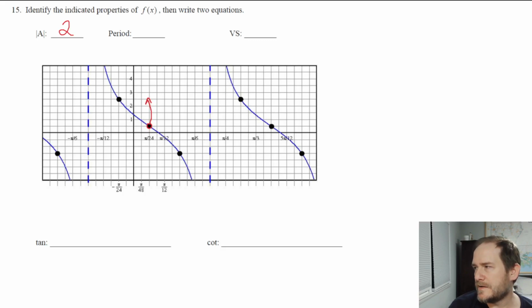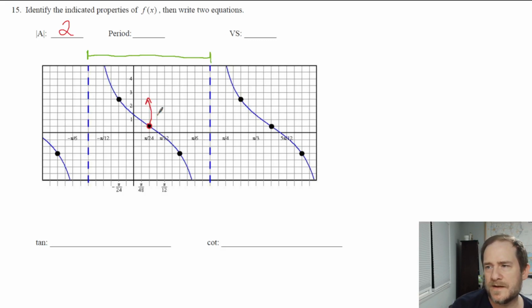Now the period for tangent is the distance from asymptote to asymptote. You could do that. I don't so much like that here because that's kind of wide. So what you could also do is find the distance from this point that lives above and this point that lives below. And I hope that's pretty obviously just half of a period. So I could take that distance and double it.